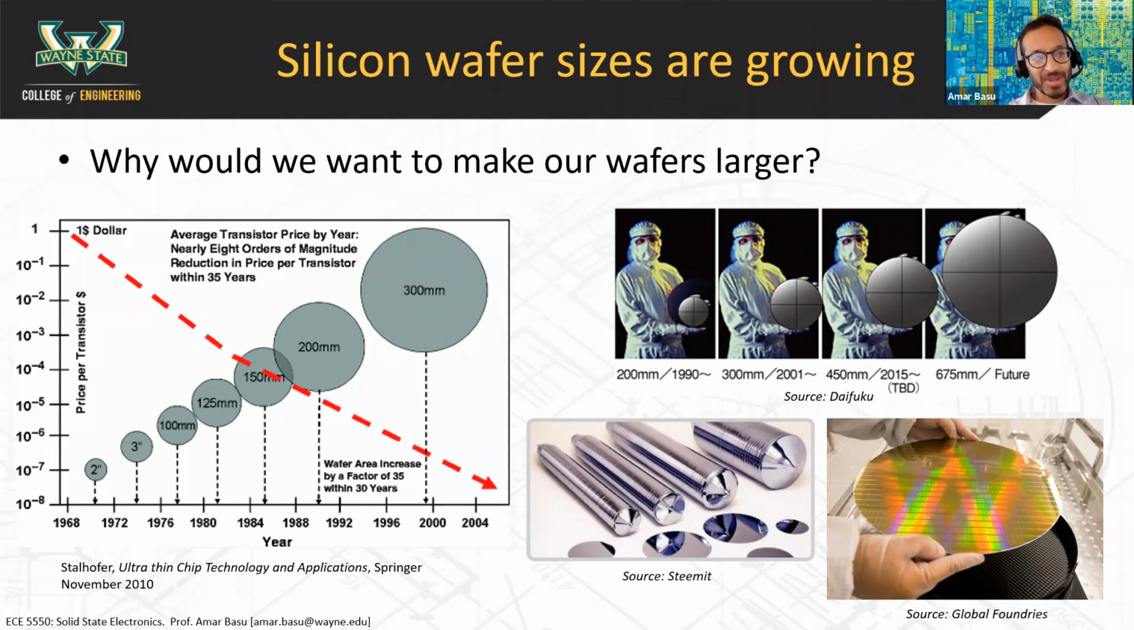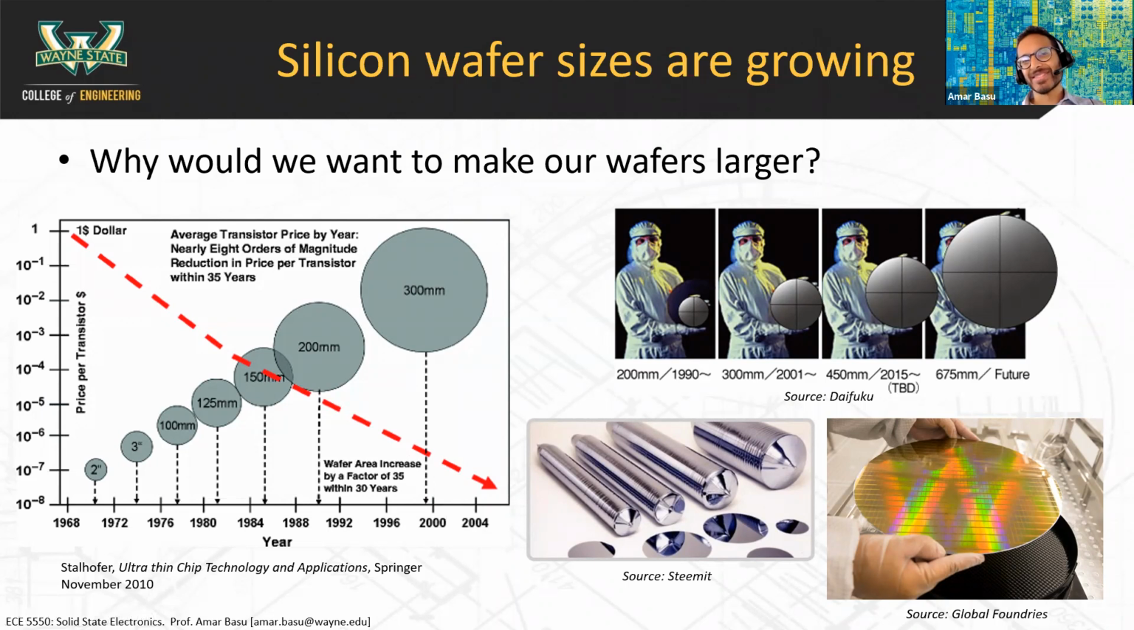Not particularly affordable. But what's happened is that as we've increased the sizes of our wafers, we're able to fabricate more and more transistors on the same wafer. So that brings down the cost of the transistor. And this plot, this is in log scale. It nicely shows that the cost per transistor has actually gone down by a factor of 8 orders of magnitude.